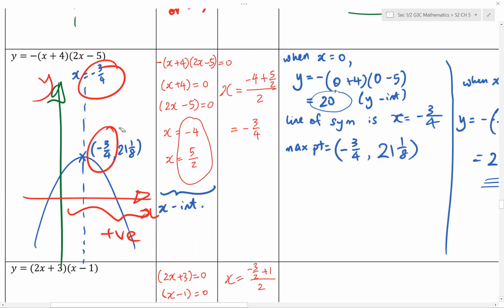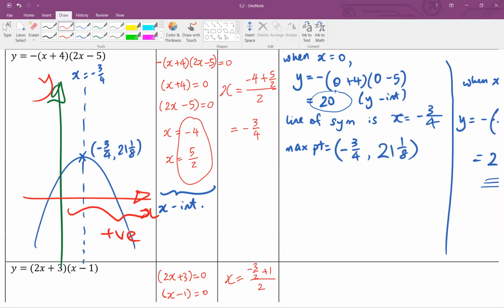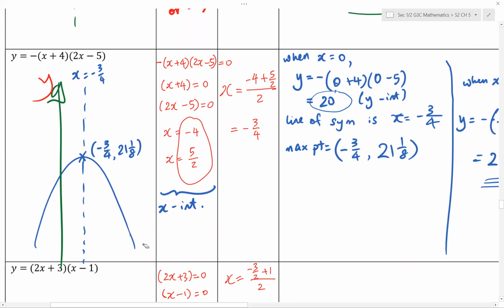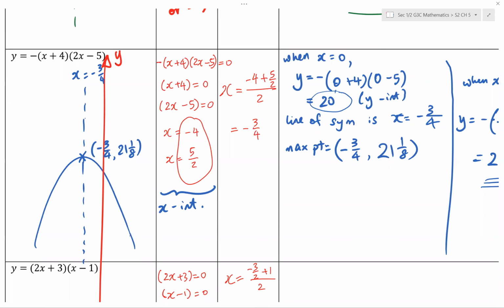So we need to change. This is impossible. So logic tells us that our y-axis must therefore be here. If our y-axis is on the right-hand side of the line of symmetry, then everything on the left-hand side, everything here, when I draw my x-axis, it should result in the maximum point having a negative x coordinate.